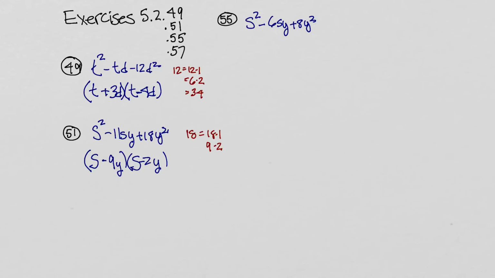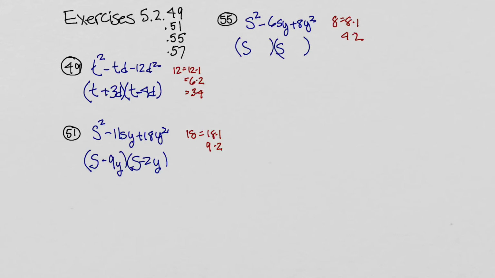Number 55, I don't see any common factors, so I'm going to write my two sets of parentheses. And I'm going to start again with an S and an S. And for this 8 out here, 8 could be 8 and 1. I can't get a 6 out of that, right? I'm looking for this 6. I can't get a 6 out of that. Cut in half and double, 4 and 2. Oh, I can get a 6 out of that.